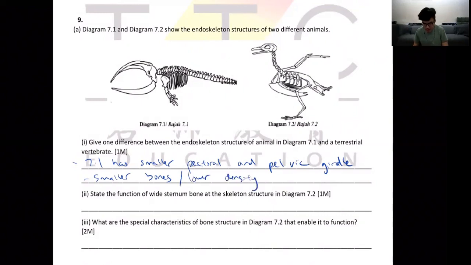Tulang yang kurang tumpat. So state the function of the wide sternum bone in the skeletal structure.